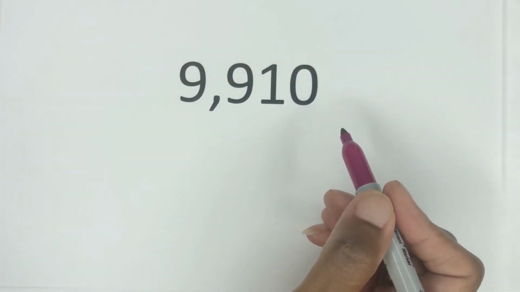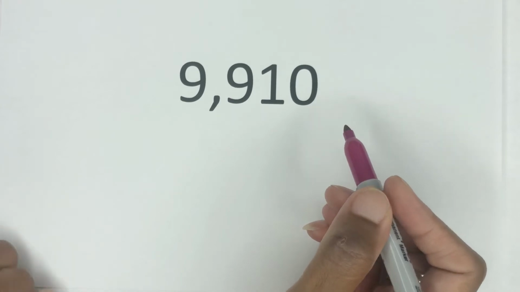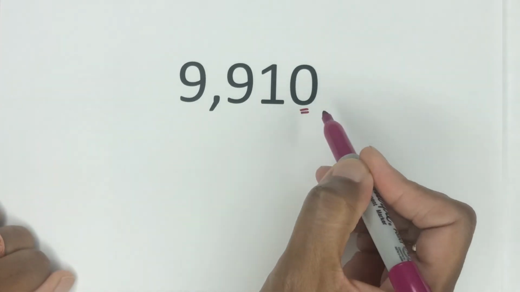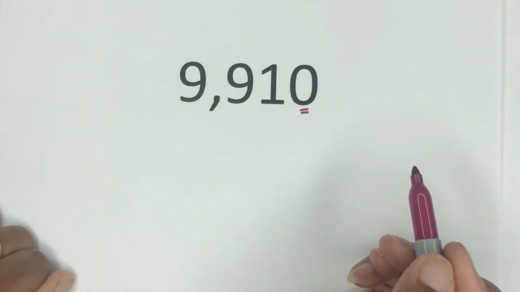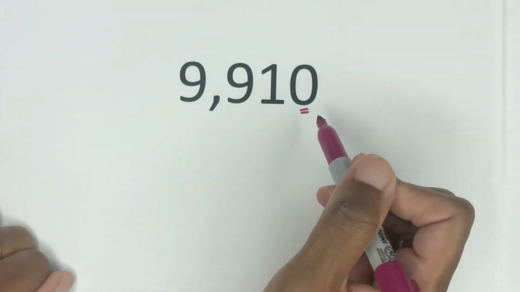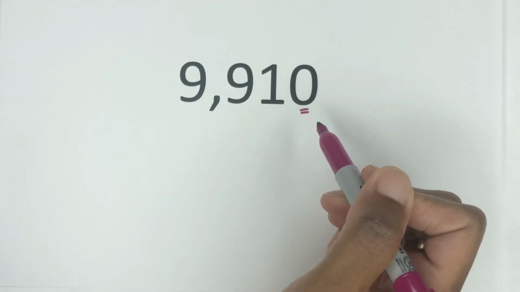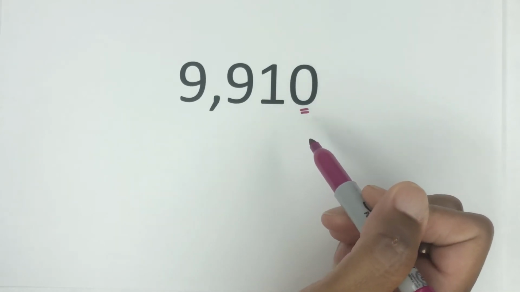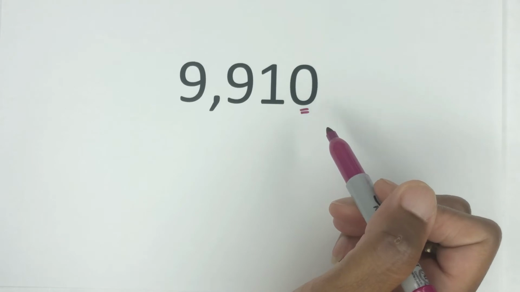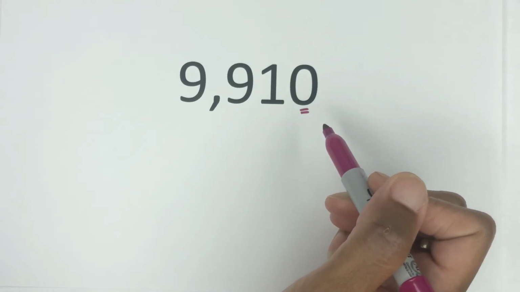You know a number can be divided by 10 if it ends in a 0, right? Like the 10 times table: 10, 20, 30, 40. Anything that ends in a 0 can be divided by 10. 9,910, 10 can definitely go in. It's a very quick one, right? So anything that ends in a 0 can be divided by 10 easily.